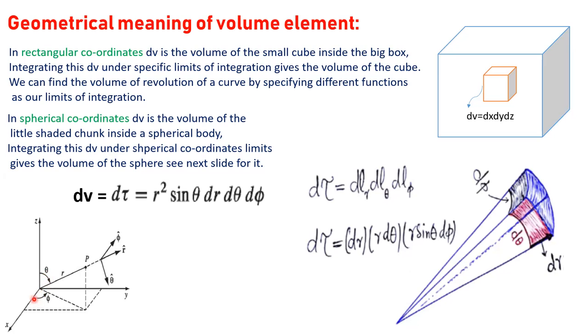Similarly, we have the limit for phi, and phi is the angle in this xy plane, and this angle starts at the x-axis, and then it goes around the whole circle, and then it stops at this x-axis again. So the limit of phi is actually 0 to 2 pi. So if we integrate this volume element, this volume element represents a small chunk of spherical object. So if I integrate this over the whole sphere, then I should get the volume of the sphere. And this is exactly what I'll do in this problem.